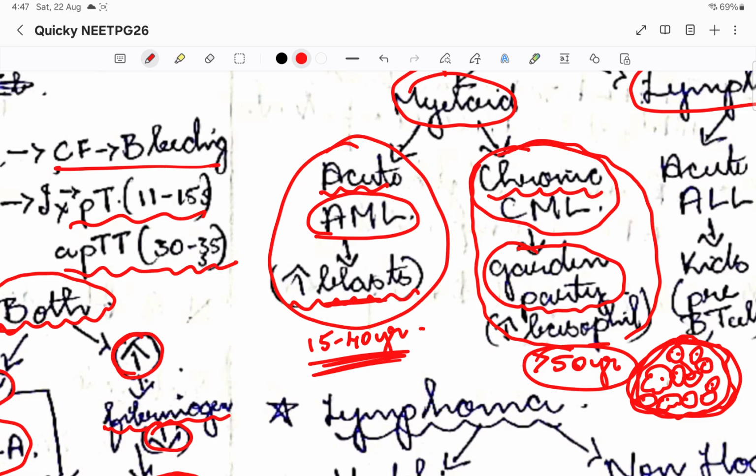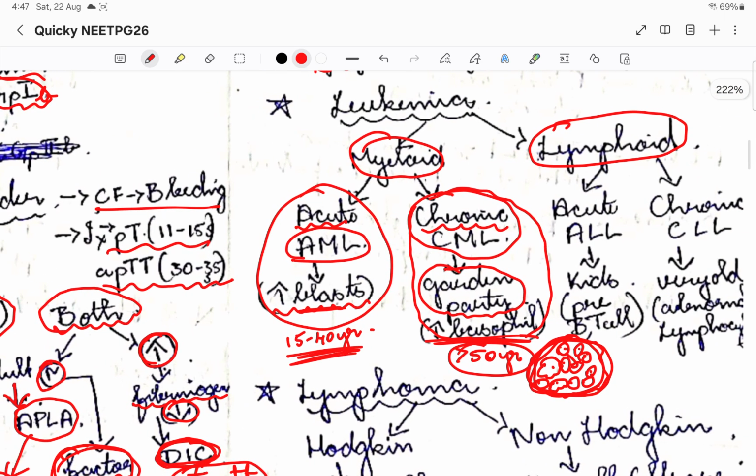Okay, in specific of all these cells, if the basophils are increased, then it is going to be CML. If the blast cells are increased, then it is going to be AML. If the basophil cells are increased compared to other cells, it is going to be chronic myeloid leukemia. So this is with respect to myeloid leukemia.